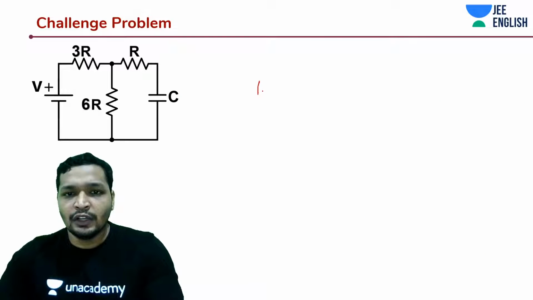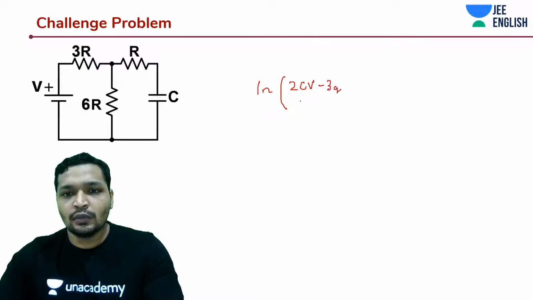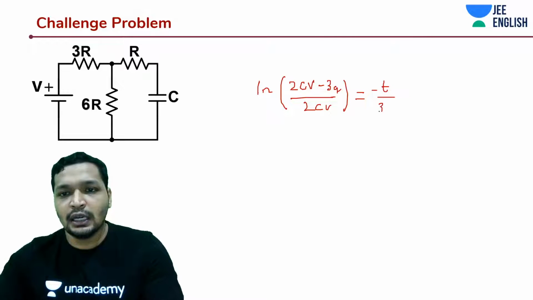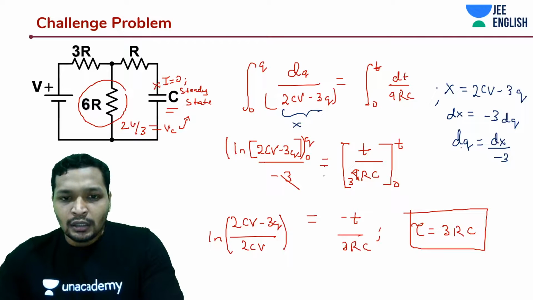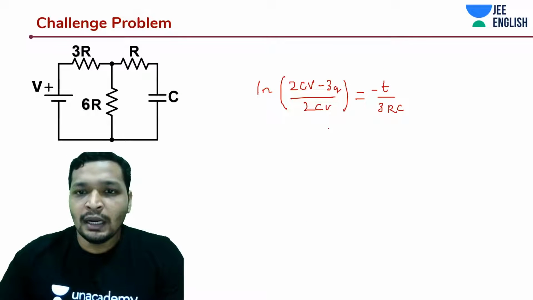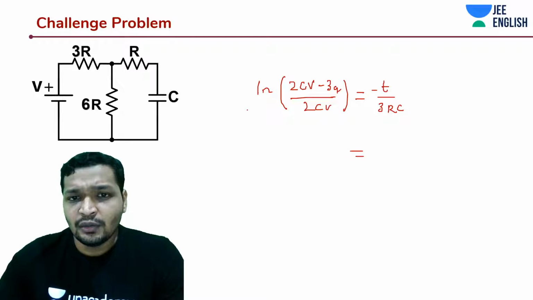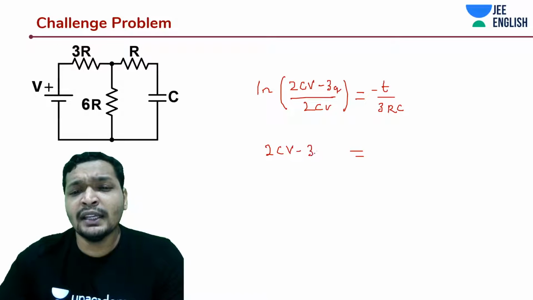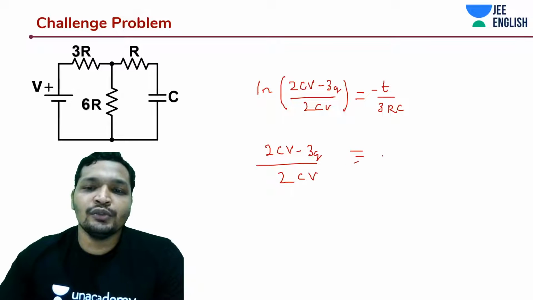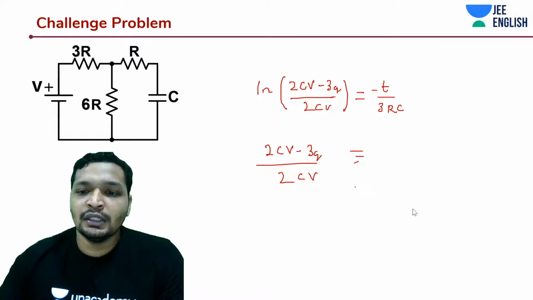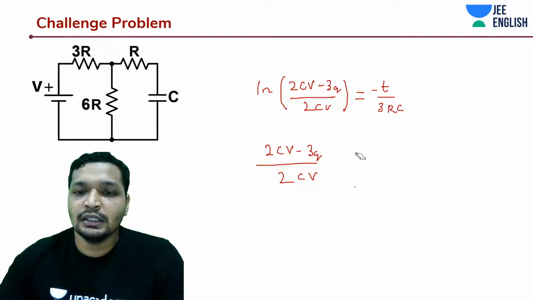And so we got ln of 2CV minus 3Q, that's what it is, by 2CV. Let's verify. And we had something like minus T by 3RC. This is after integration, right? Yes. Okay. And raised to the exponential, this would become just 2CV minus 3Q divided by 2C, and what about this? This is going to be e to the power minus T by 3RC. Simple.